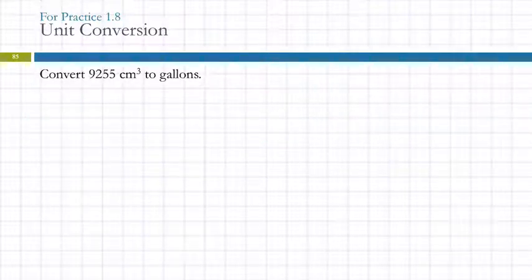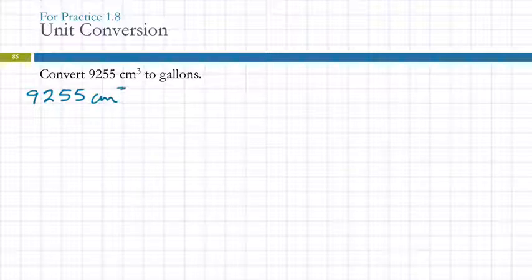Okay, convert 9,255 cubic centimeters to gallons. Well, let's see. Write down what we're starting with. 9,255 cubic centimeters. And then we're trying to get to gallons. Anybody just off the top of their head know how many cubic centimeters are in a gallon? I don't.